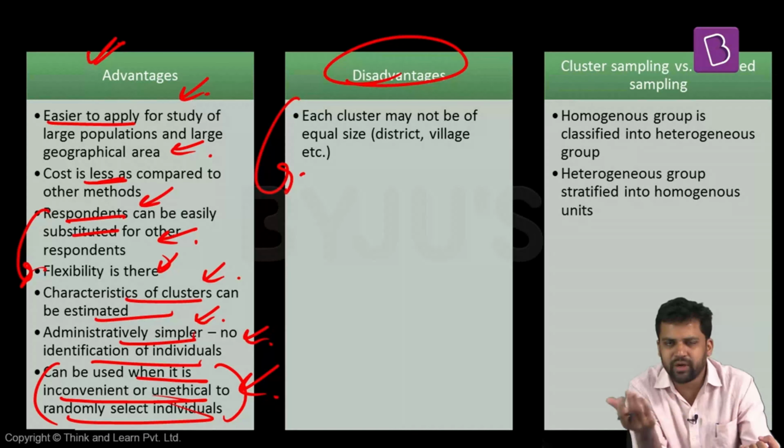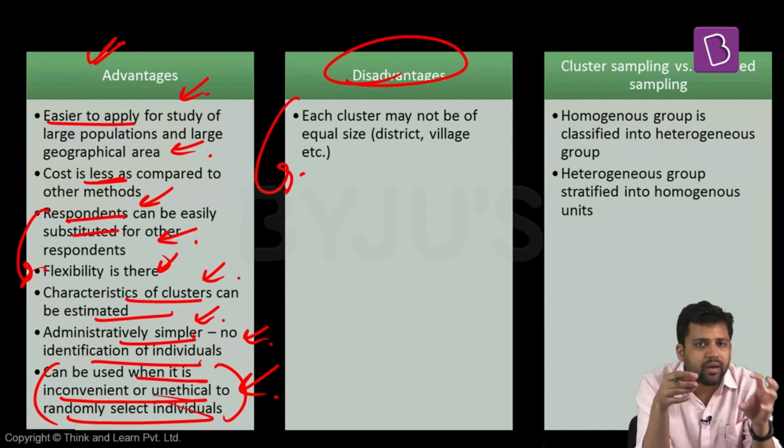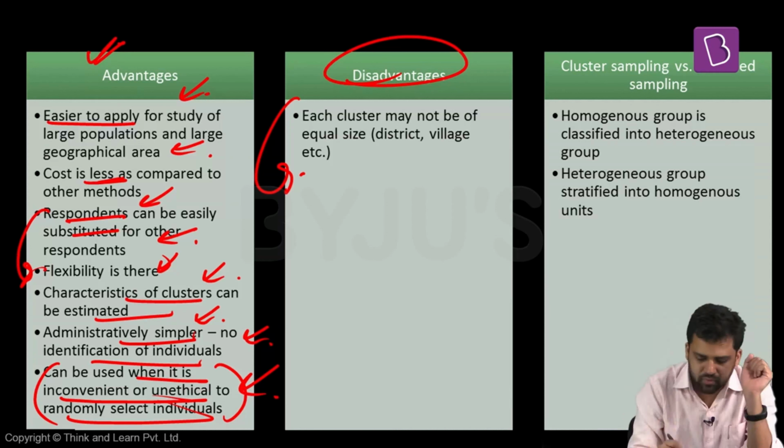For example, in the illustration that I showed you, we are initially taking the clusters as states. But each state is not the same; the size of the states are not the same. Then the next secondary sampling units, each of the cities and towns, are also not the same in size. So if they are not the same in size, the question of representativeness is also there. That is another challenge here.